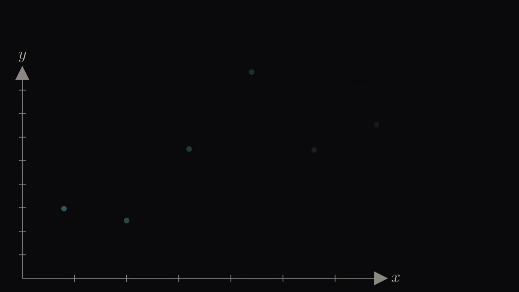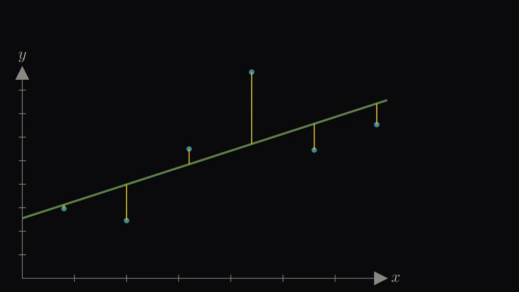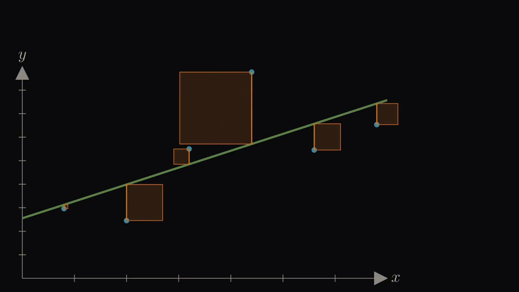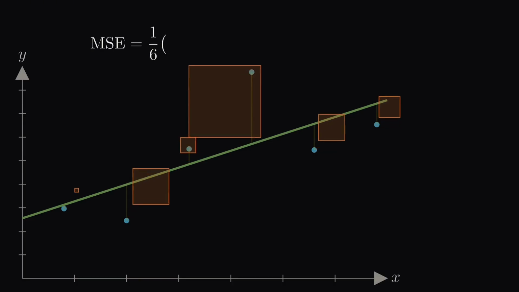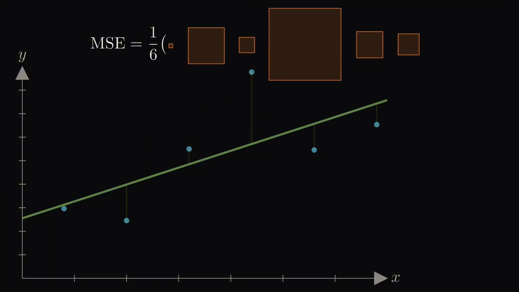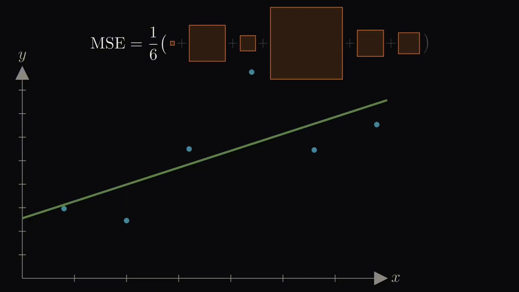Here I use a visualization of the data points. For each point, we look at the vertical distance to the line. Those are called residuals. To punish big distances more, we square the residuals and average them. That gives us mean squared error, MSE in short. In this example, the MSE is approximately equal to 2.37.